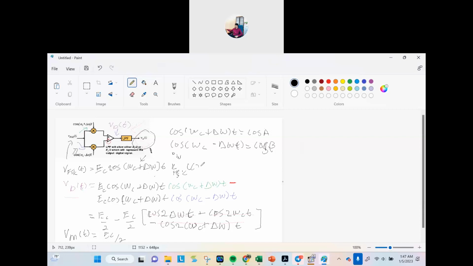VFSK for bit 0 is EC cos (omega C minus delta omega) T. If you put this in here, we receive at the VMT negative EC over 2. So negative EC over 2 is your bit 0.